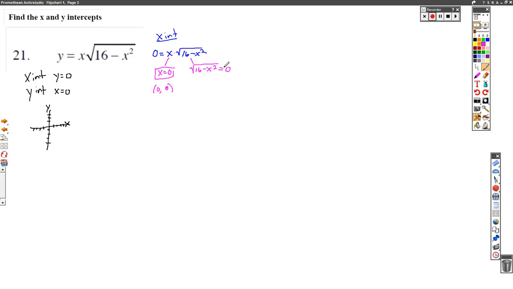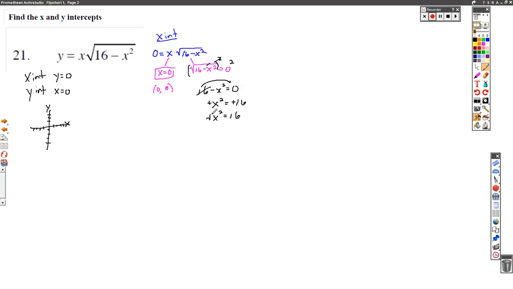Over here though we have to do some solving. Simple solving: the square root of what will give you 0? The inside has to be 0, but we could just do it the long way. We'll square both sides, which gets rid of the square root. We have 16 minus x squared equals 0 squared, which is 0. We move the 16 over to the other side, so negative x squared equals negative 16. We cross out the negatives, so x squared equals 16.